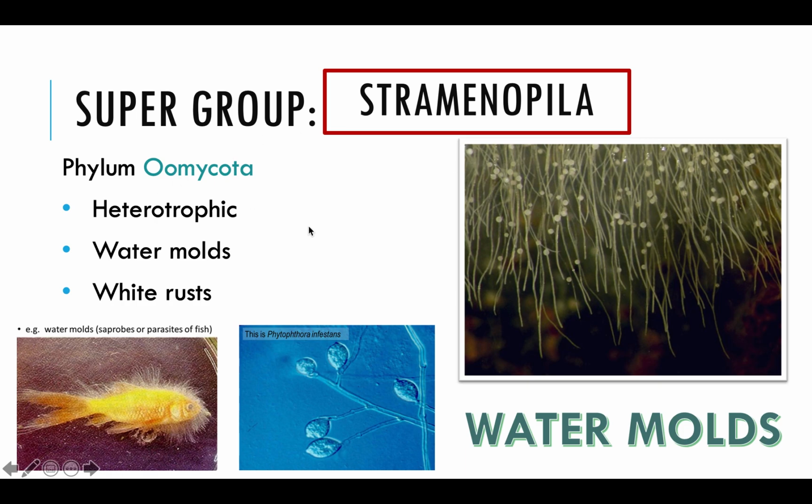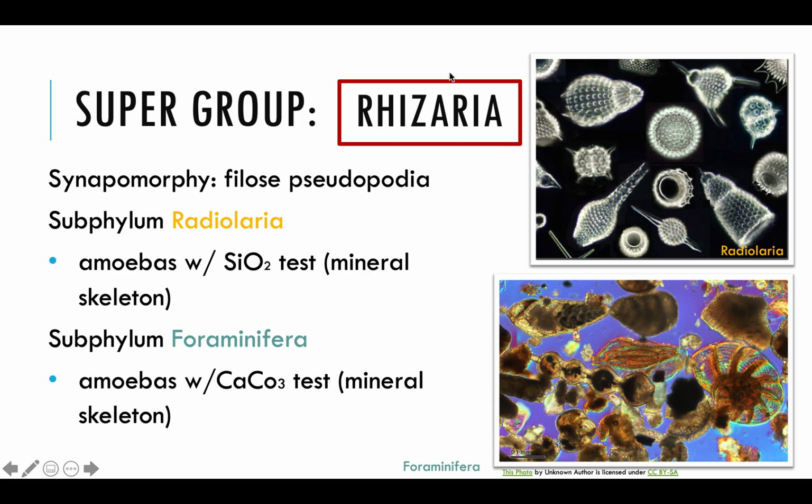So yeah, these organisms are super important as well. Our next supergroup we're going to talk about is Rhizaria. So there are 2 main organisms in this group. You will be responsible for knowing the names of these. So within Rhizaria, you do need to know these 2 names.